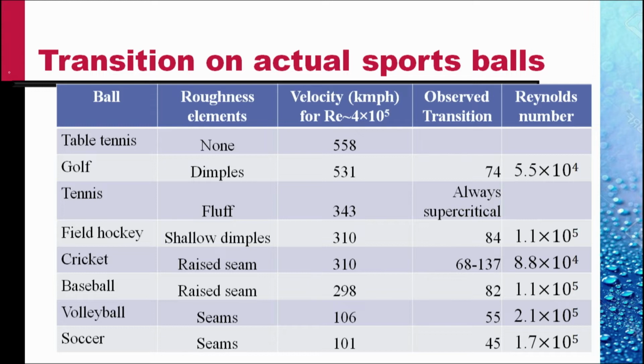In a cricket ball with a raised seam, the transition can occur anywhere from 68 to 137 kilometers per hour, depending upon the condition of the ball. We'll talk about it a little later. Baseball at about 92 kilometers per hour, it also has raised seams, but different from a cricket ball. Cricket ball is the only ball with an equatorial seam. Baseball does not have an equatorial seam.